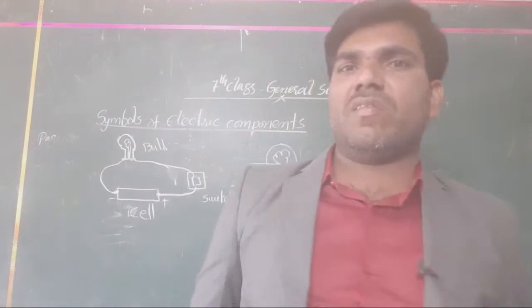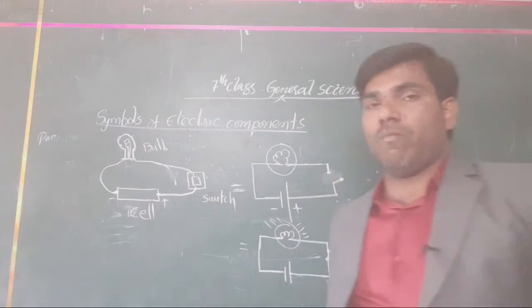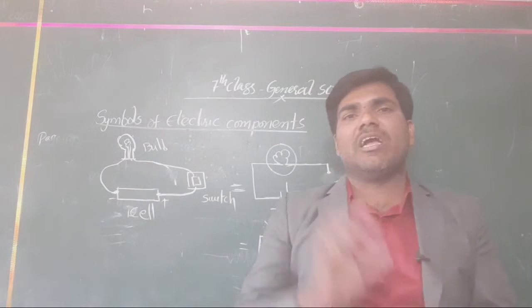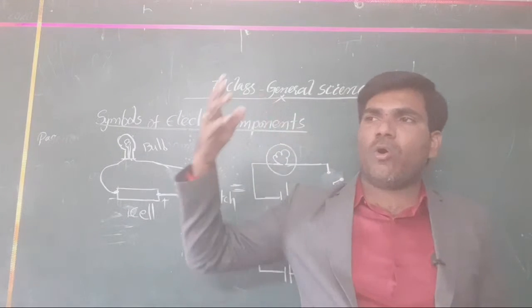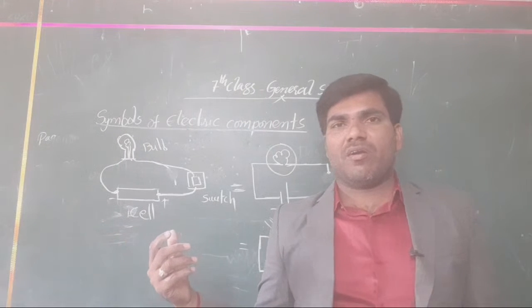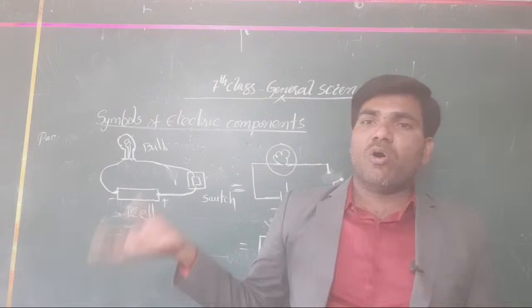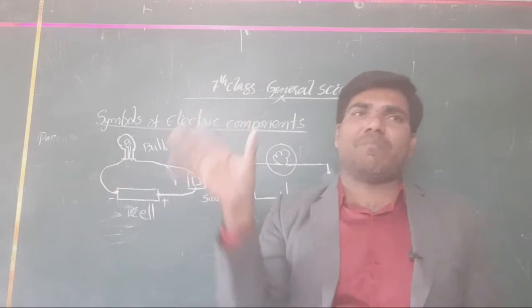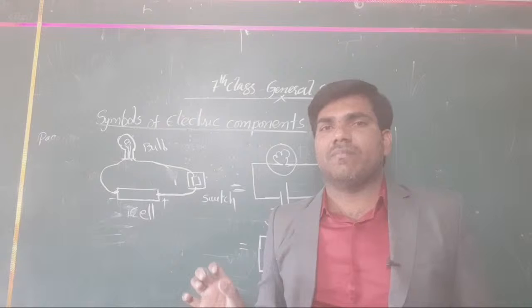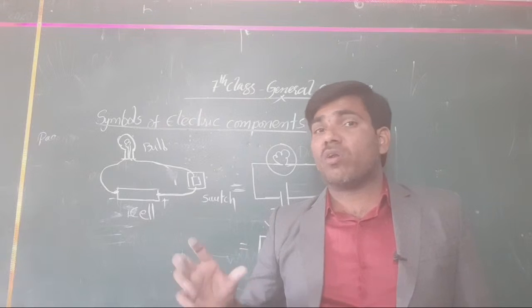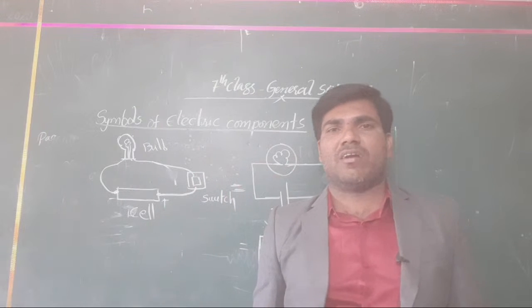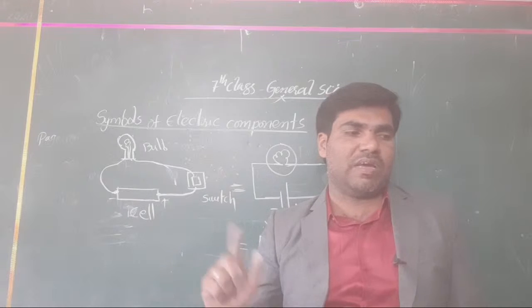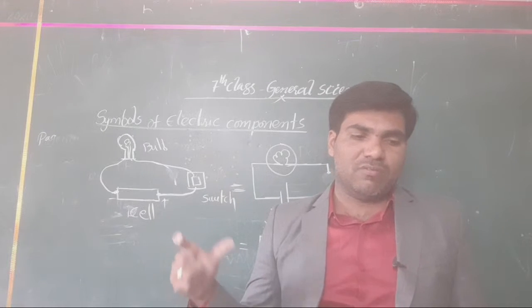One of our students may ask a doubt here: what is the difference between a battery and a cell? A cell is a single component of a battery. A battery contains more than one cell. Clear or not, all the students? I hope you got it. More than one cell contained in that particular instrument is called a battery. A cell is a single component of an electrical source. That is the main difference between a battery and a cell.